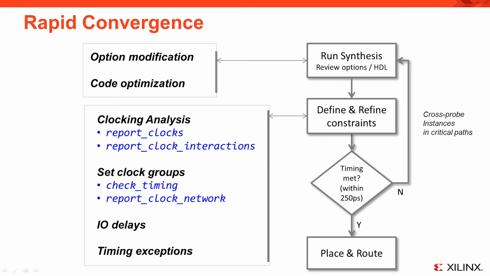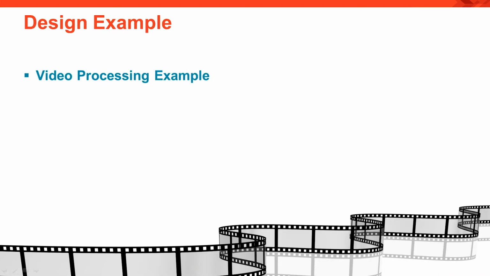To quickly converge on improving the performance, it is important to make sure that the constraints are clean, and it is best to iterate in synthesis without pushing the design all the way through implementation until the timing results show positive slack or at least little negative slack. As a design example, we are going to use a video IP design.